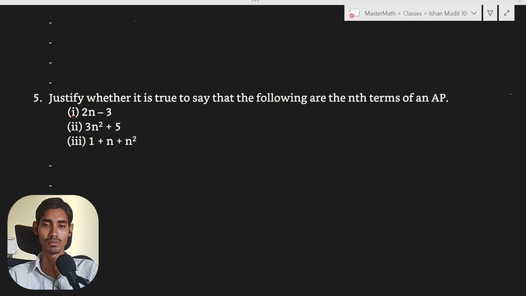So the first one is an AP. Okay, 2 minus 3. Next, try the rest, the second and third parts also. And you can raise your hands like this in the video so that I can see.